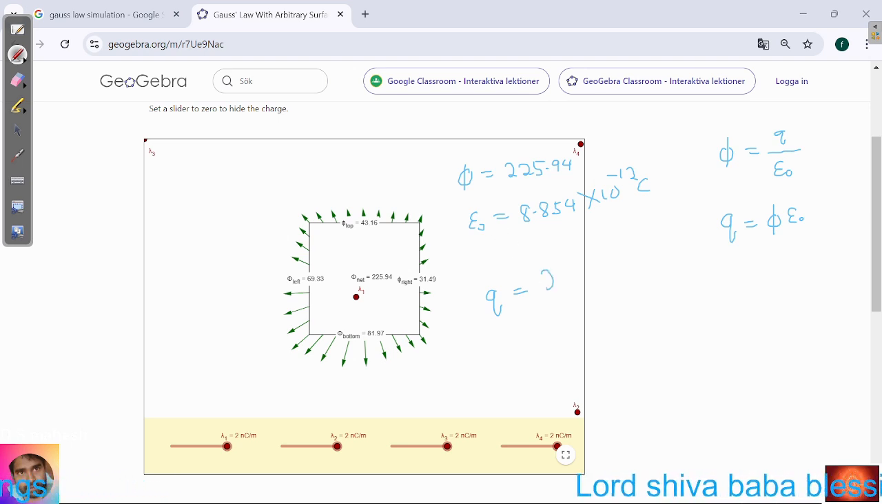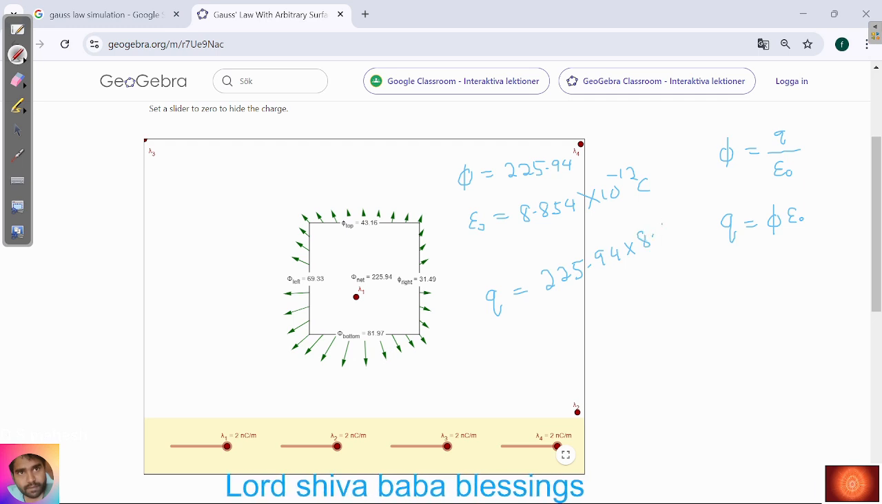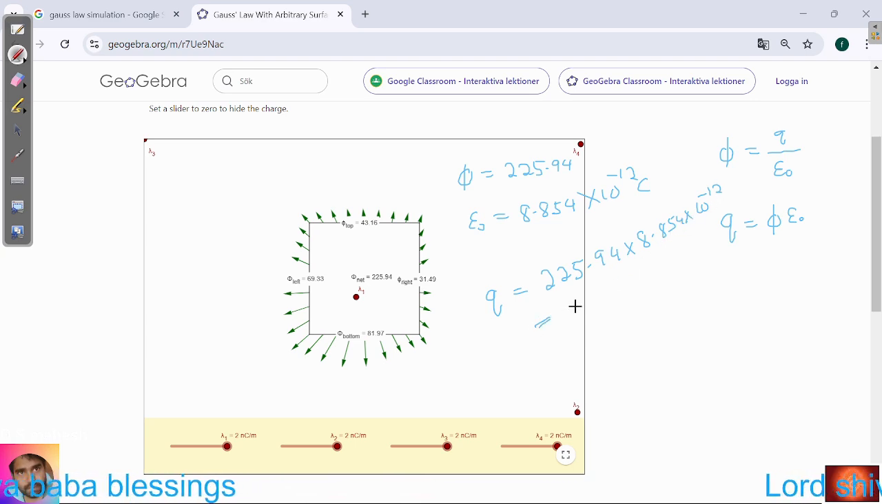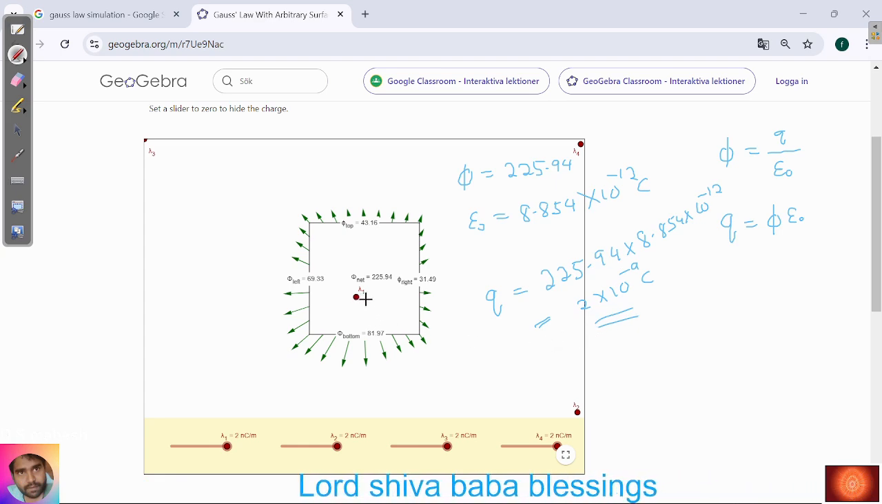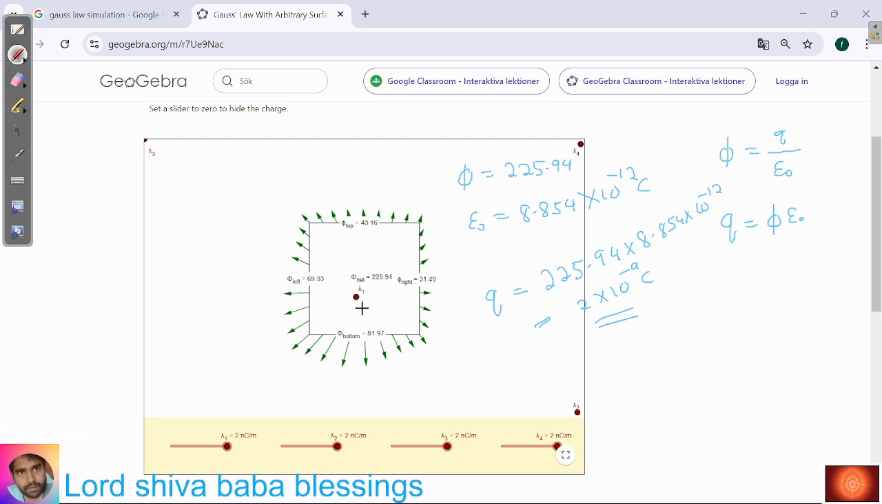So what is phi? It is 225.94 into what is epsilon naught? 8.854 into 10 to the power of minus 12. So that would be approximately 2 into 10 to the power of minus 9 coulombs, that is 2 nanocoulombs. So you got the value of charge which is enclosed within this. This is a brilliant idea which is given by Gauss.